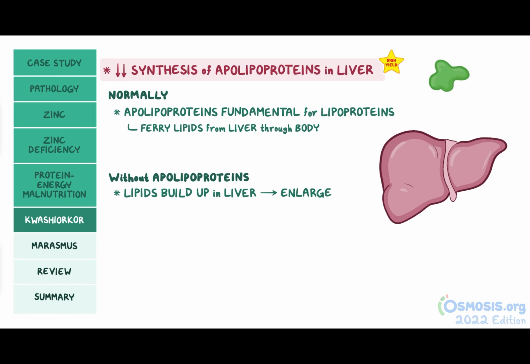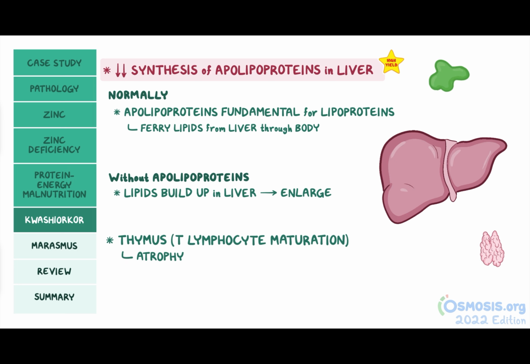Another thing to note is that protein deficiency can cause the thymus, which is where the T lymphocyte maturation normally takes place, to atrophy or shrink. And as a consequence, there's compromised cell-mediated immunity.